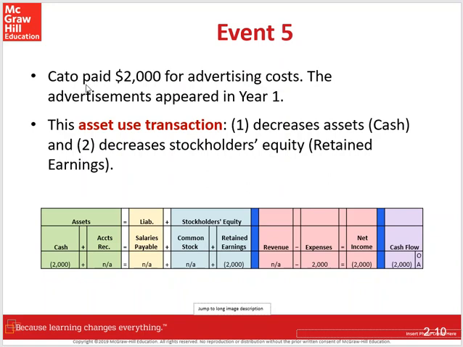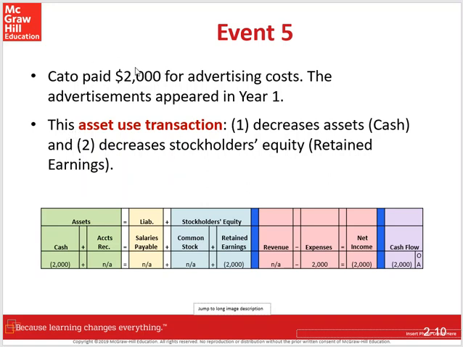Event 5. Cato paid $2,000 for advertising costs. The advertisements appeared in year 1. Now, I want to address the second half of that in just a moment, but let's deal with the first part. Cato paid $2,000 for advertising costs. So what two accounts are affected?